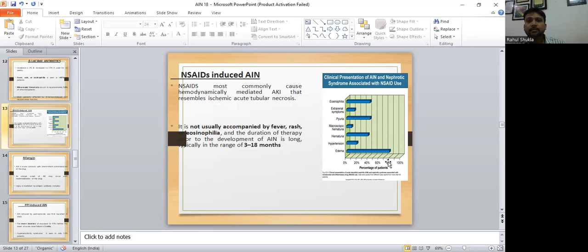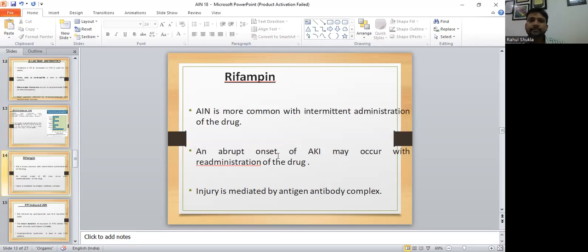It is most commonly because of hemodynamically mediated AKI, and it is not usually accompanied by the triad. Fever, rash, and eosinophilia are less common, and it may occur over a period of 3 to 18 months, so the lag period is quite long. Now coming to the more importantly used anti-tubercular drug rifampin, which is also a very important cause of AIN. We usually see that if the patient receives an intermittent type of dosing of rifampin, like thrice a week, then it is more commonly associated with AIN.